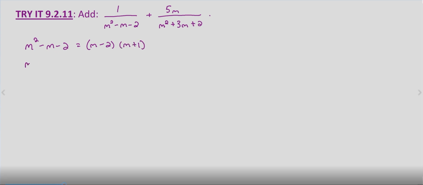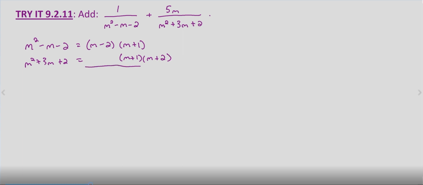And then m squared plus 3m plus 2. What multiplies to 2 and adds to 3? That's going to be m plus 2 times m plus 1. So m plus 1 times m plus 2.